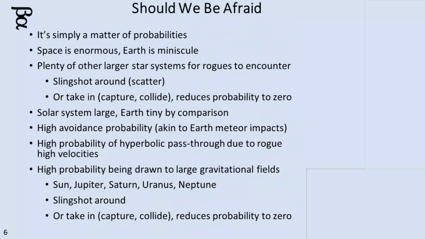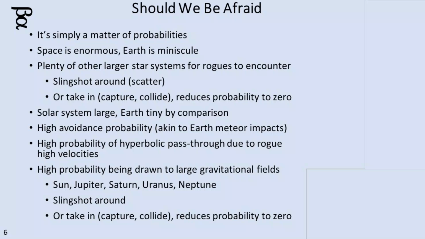So should we be afraid? It's simply a matter of probabilities. Space is enormous. The Earth is minuscule. They're not looking to come and get us. They're not targeting the Earth. Although if somebody has really advanced technology, they could do that. But why not just do it with an asteroid in our solar system if we really want to attack Earth? But so far, none of those things have done that.